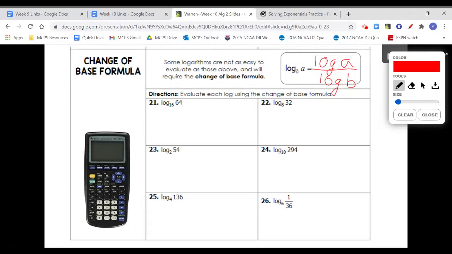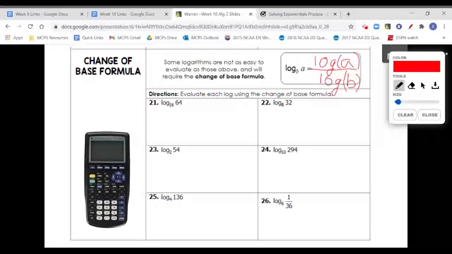Both of these, the log of a and the log of b, use base 10. Remember that this is called the common log, and when I have the base of 10, I don't even have to bother writing it. So I'm just writing the log of a, and then I'm writing divided by the log of b. And that is equivalent to the log base b of a.